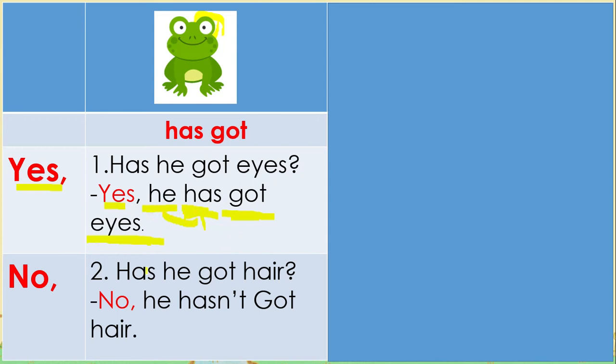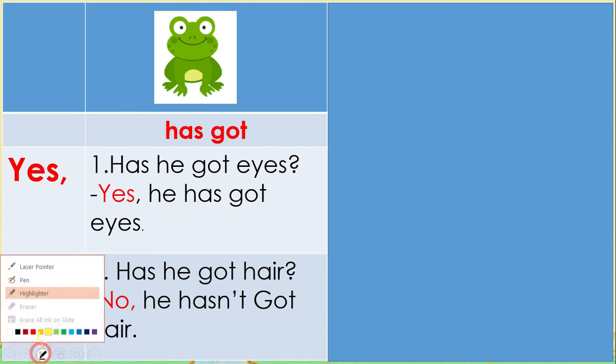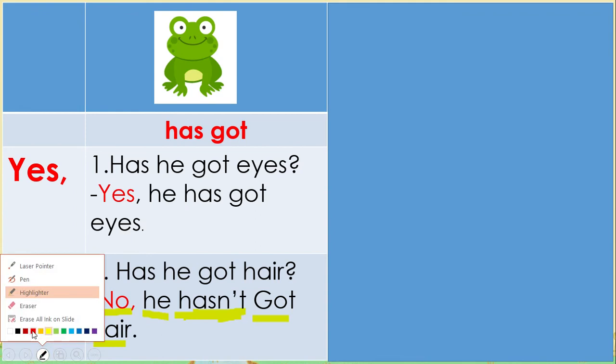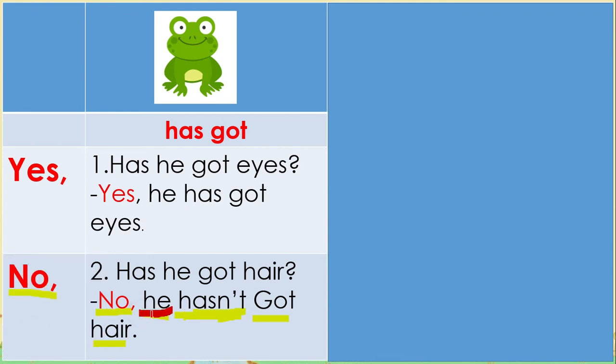Next question. Has he got hair? Okay, so he doesn't have hair. So you are going to say, no, he hasn't got hair. Because the answer is no, it's not has, it's hasn't. You will say, no, he hasn't got hair. Okay, see, he uses the word he for hasn't, he for has.